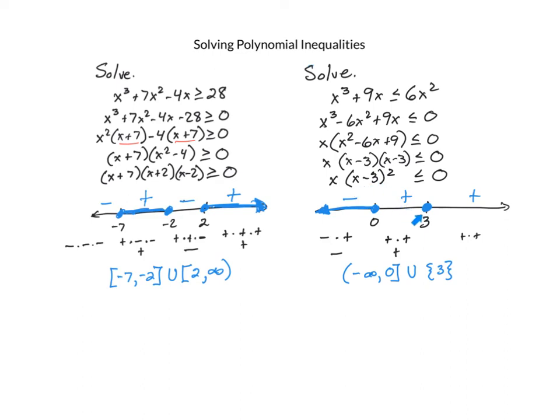Let's come down here on the number line. And on either side of the 3, the signs were the same. It turns out when the critical value comes from a factor that's raised to an odd power, the signs on either side of that critical value will be different. If the critical value comes from a factor that's raised to an even power, the signs on either side will stay the same.